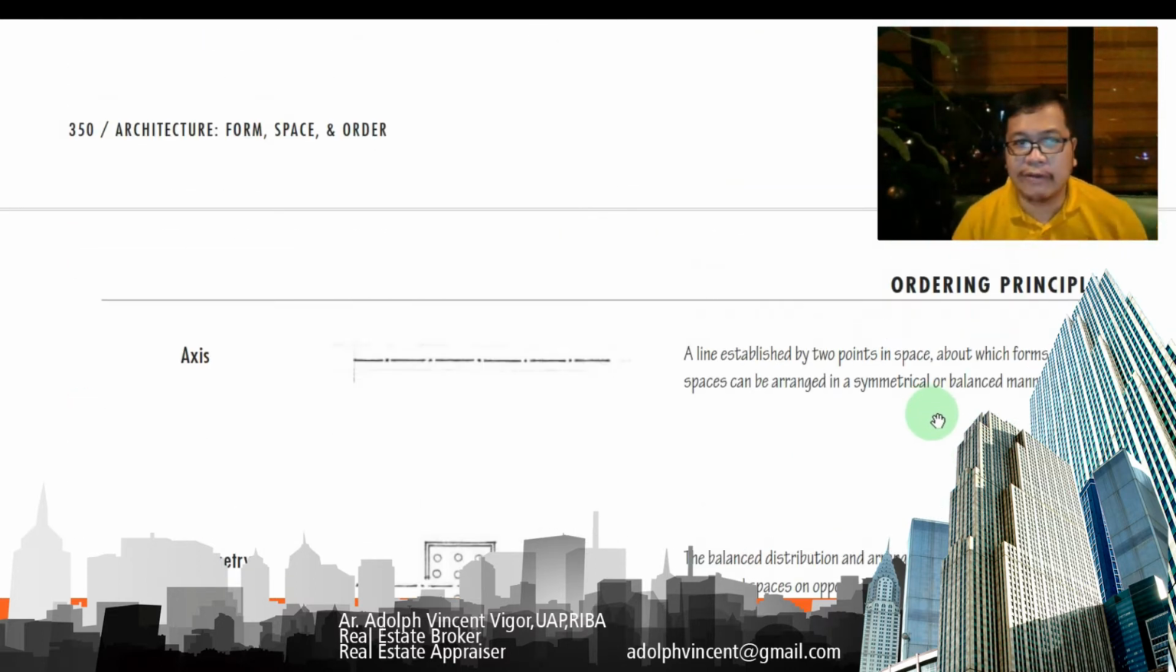So let's talk about different ordering principles. So the first is what you call axis. So axis is a line established by 2 points in space about which forms and spaces can be arranged in a symmetrical or balanced manner. Okay, so if this is an axis class, then you'll be able to arrange your spaces here at both sides. Okay, so that's the first ordering principle.